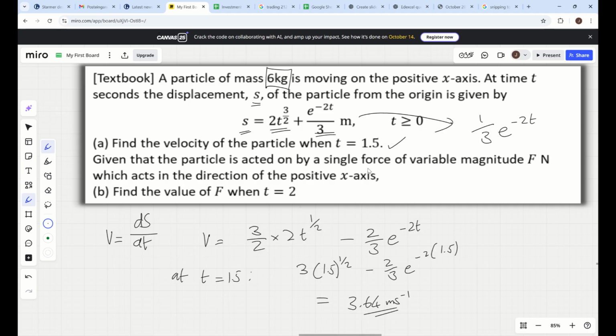Given that the particle is acted on by a single force, right? So they've talked about forces and they've got masses up here. So we might want to remember this one here. This might come in handy. A single force, magnitude F, which acts in a direction with the positive x-axis. Okay, I think that's all fine. Find the value of F when t equals 2.